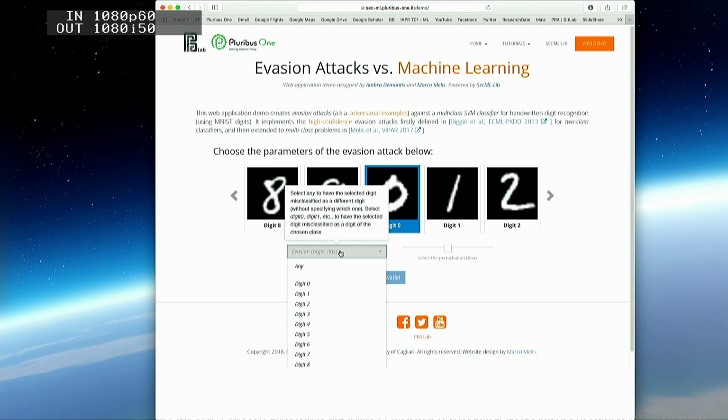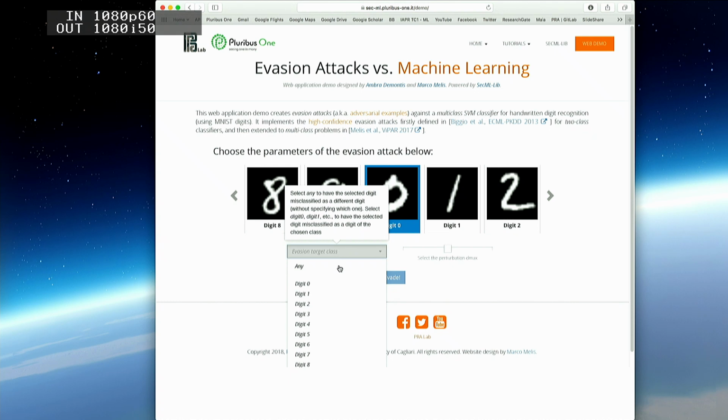Now, if you remember yesterday, we've seen two different kinds of attack. One is the error generic one, where you do not specify any target class. So the only thing that is of interest to the attacker is having just an error. If the 0 is misclassified as a 1, a 2, or whatever, it's the same for the attacker. In the other case, instead, the attacker wants to specify also the target class. So you may say, I want this image of a 0 to be misclassified as a 6. Okay, so you specify the target.